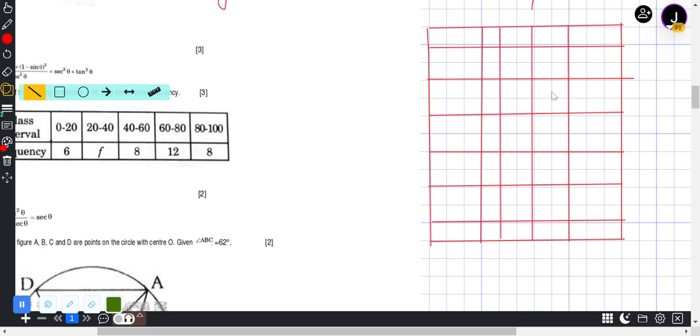So we have first class 0 to 20. 0 to 20 has frequency 6. So what is the class midpoint? Midpoint is going to be 10. So this is class, rather x. What is the frequency? Frequency is 6.